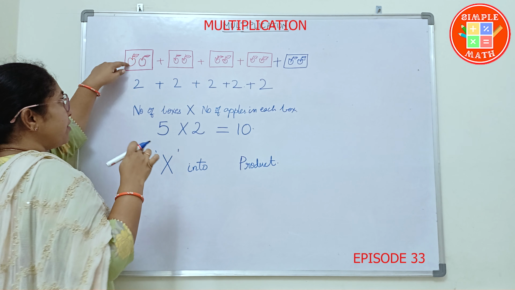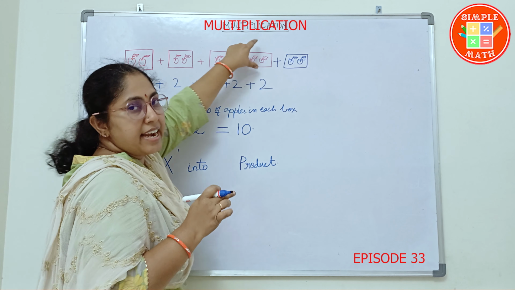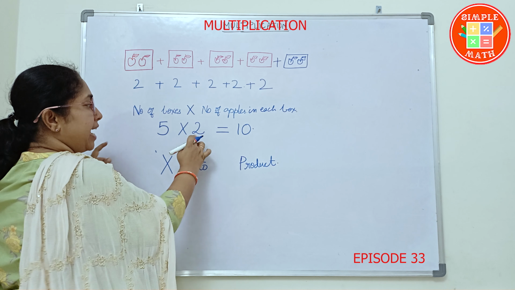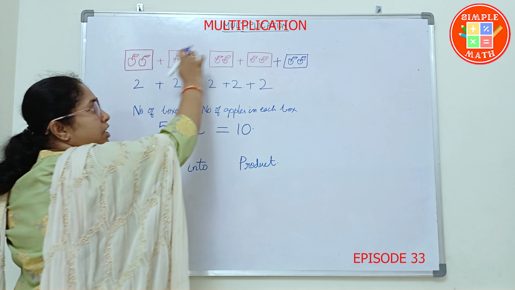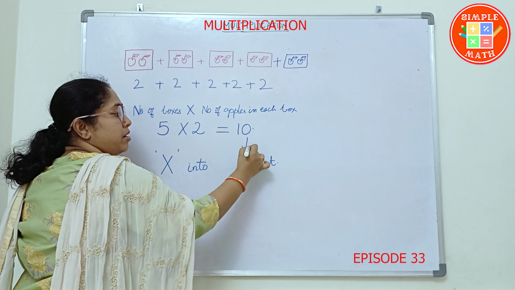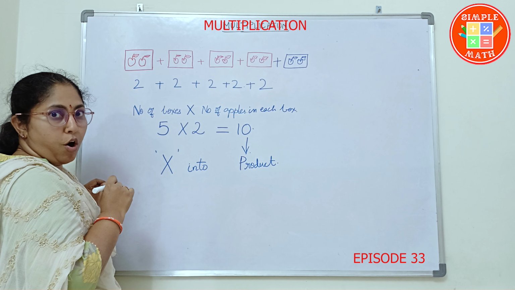5 times we are adding 2 apples again and again, and the total number of apples we count and write as the answer. This is called product. The answer in multiplication is called product.